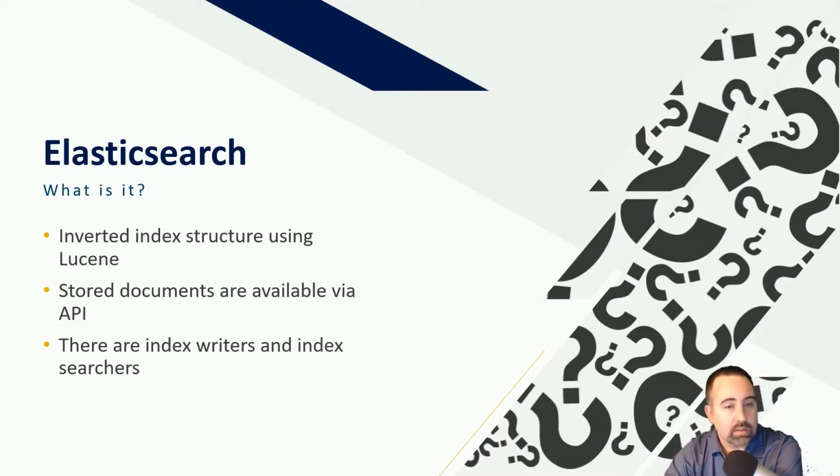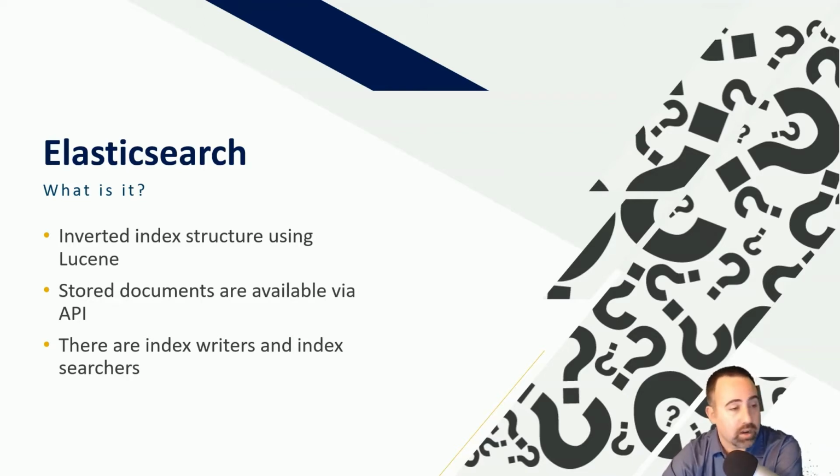Stored documents are also available via API. So just like if you wanted to get or update or add new items, you do that all via the API. Now behind Elasticsearch, and what's going to come into play today, is we have index writers and index searchers. So later, when Brant talks about how to bring data into those indexes, how you write those out matters, because you're going to be searching across them later.